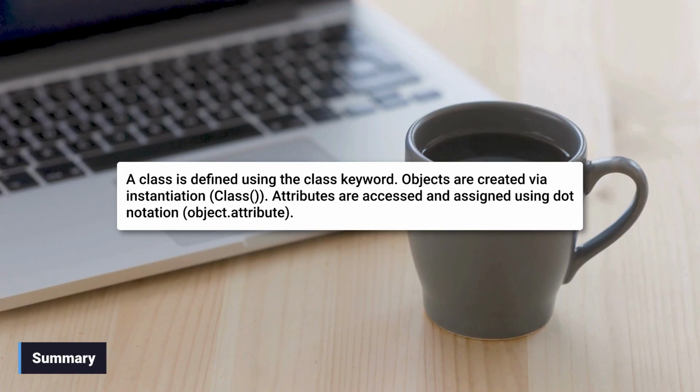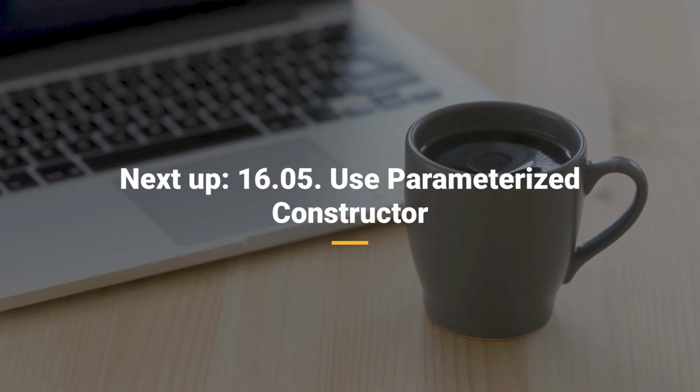To summarize, we've created our first class and objects. However, dynamically assigning attributes like this is messy. We need a way to initialize the objects with data immediately upon creation. This is where constructors come in. Constructors allow us to pass data to an object when we create it, ensuring objects are properly initialized.